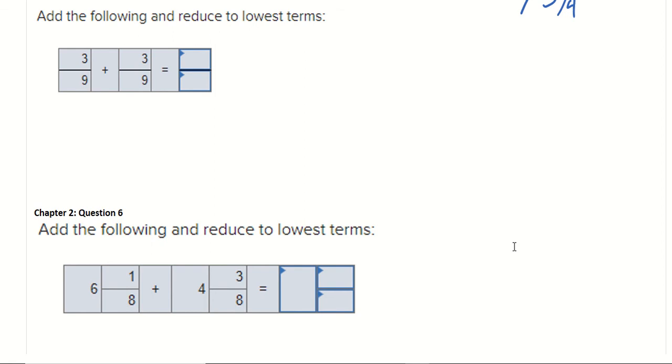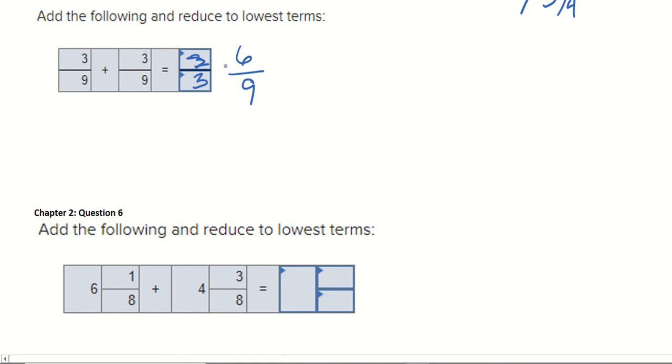So this is pretty simple. So we know that 3 plus 3 is 6. 9 plus 9 is 9. We can reduce that by 3. And that gives us 2/3. I'll write it over here. There we go. Right? Because this can be divided by 3, and this can be divided by 3.